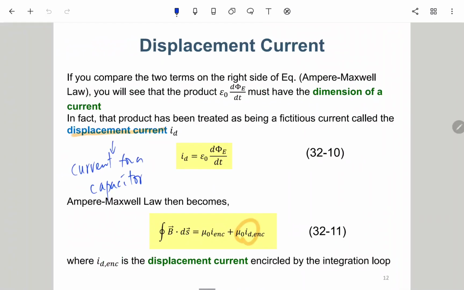So in that sense, we can just write it as I_D. The displacement current is defined to be epsilon naught d phi E dt. Finally, if we use the notation of the displacement current, it can be written as mu naught I enclosed plus mu naught I_D enclosed, or actually mu naught times I enclosed plus I_D enclosed. Nothing special, it just makes it like a current adding with another current.